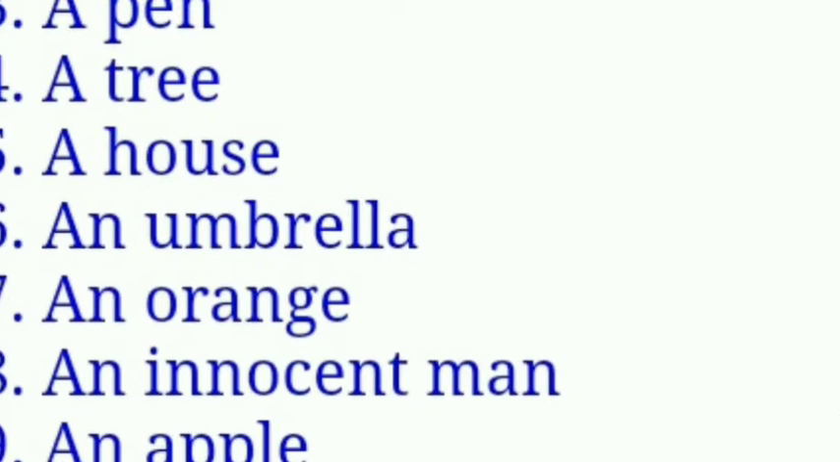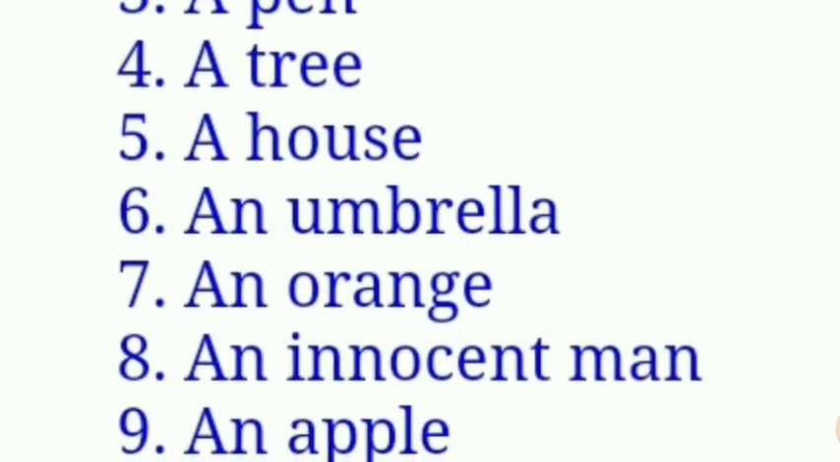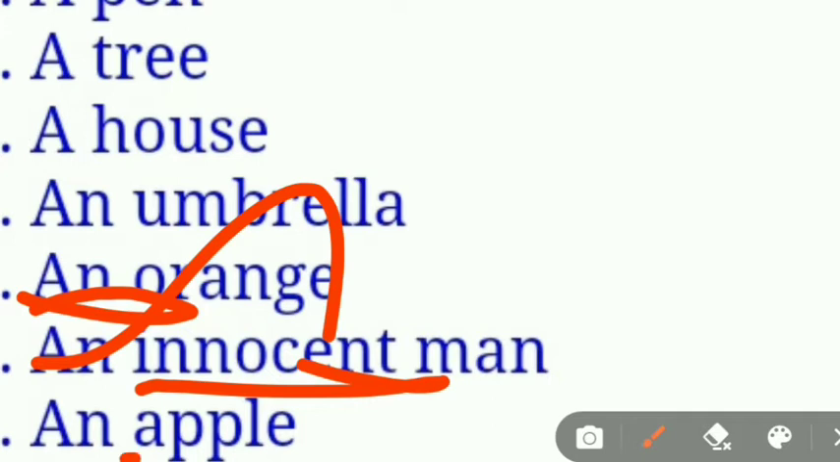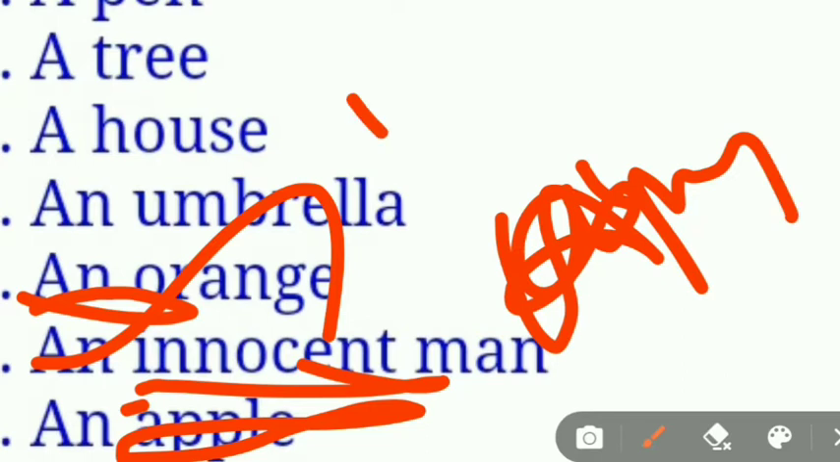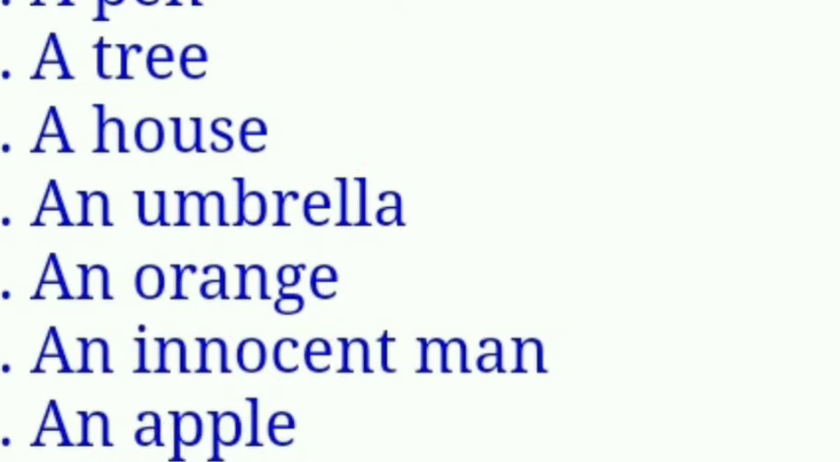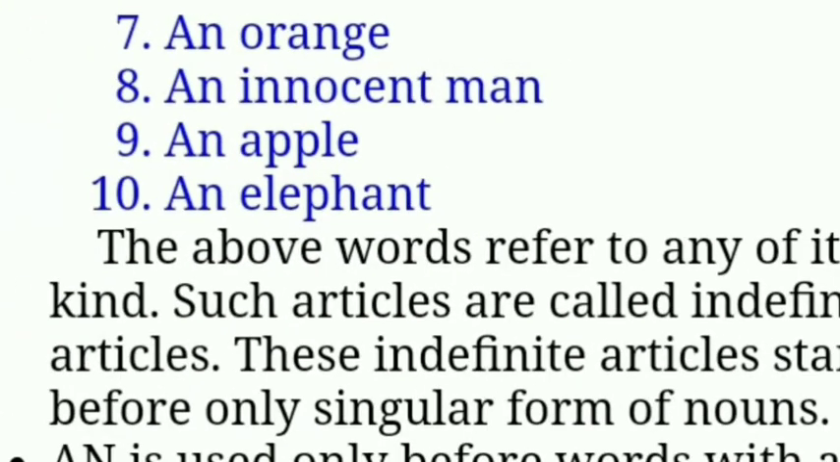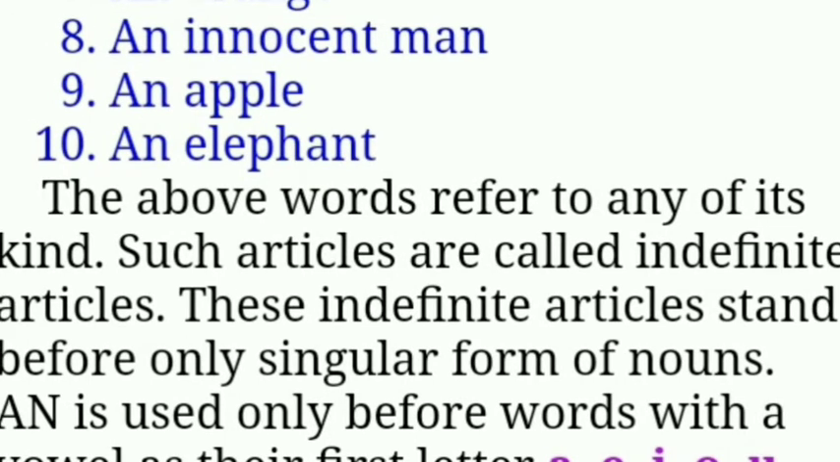And orange, it's an orange, pronounced with a vowel sound, so an is used before orange. An innocent, an is used. Apple, it is not a apple, it is an apple, so before it we use an. Next, an elephant. The above words refer to any of their kind. Such articles are called indefinite articles because they have no definite proportion, so they can be used anywhere.